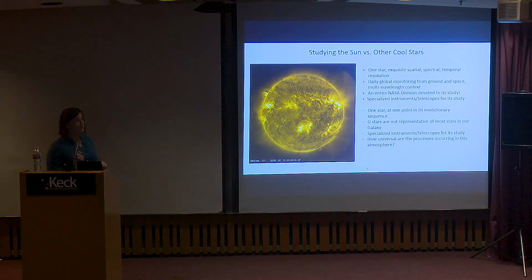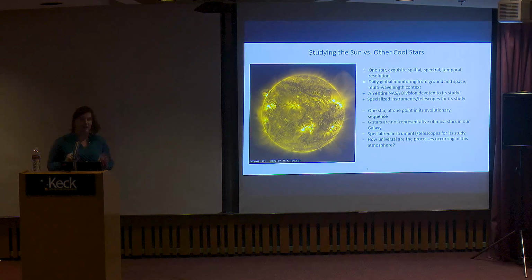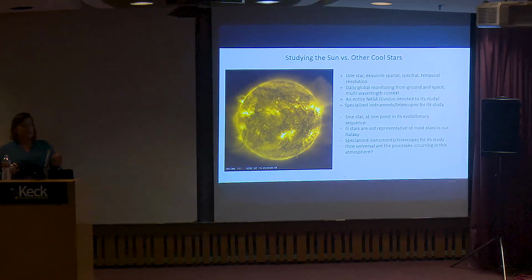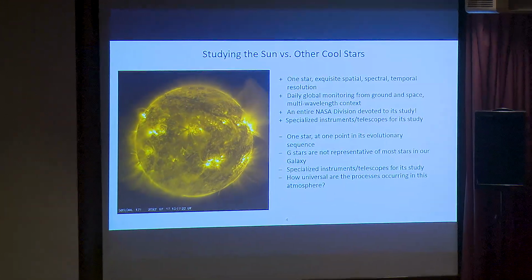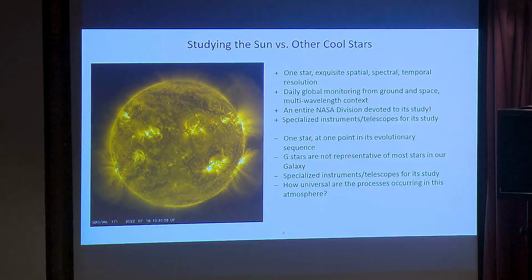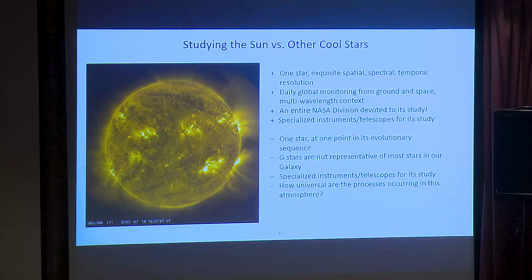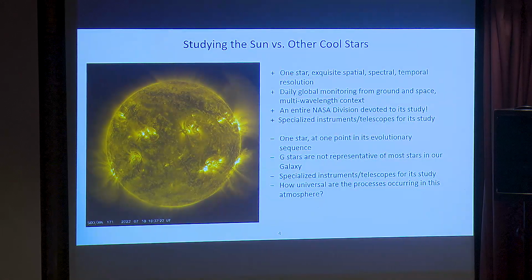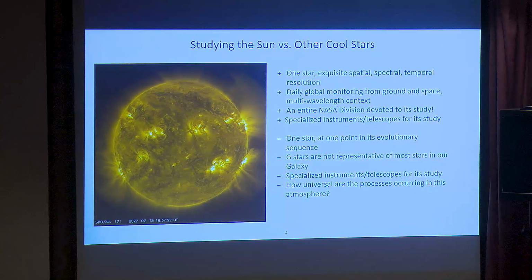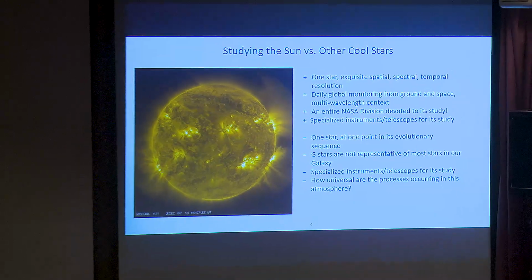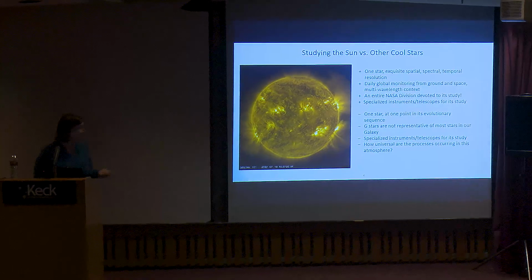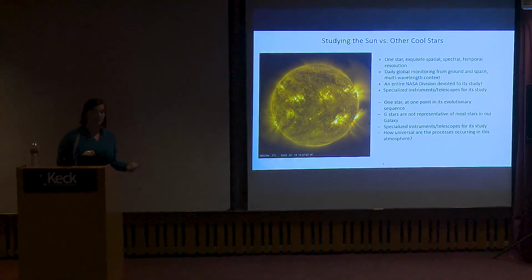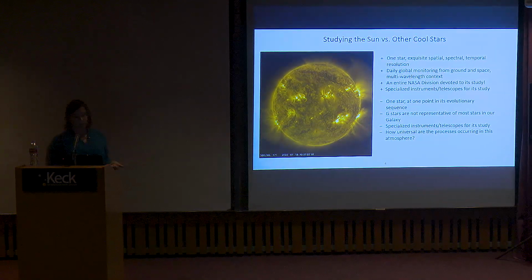So just very quickly, a nice little way to encapsulate studying the sun versus other cool stars. People have already mentioned this a little bit. We've got one star. It's got exquisite spatial, spectral, temporal resolution, daily global monitoring, multi-wavelength context, an entire NASA division devoted to its study, specialized instruments and telescopes for its study. On the downside, it's one star at one point in its evolutionary sequence. We've already had that emphasized from other people.